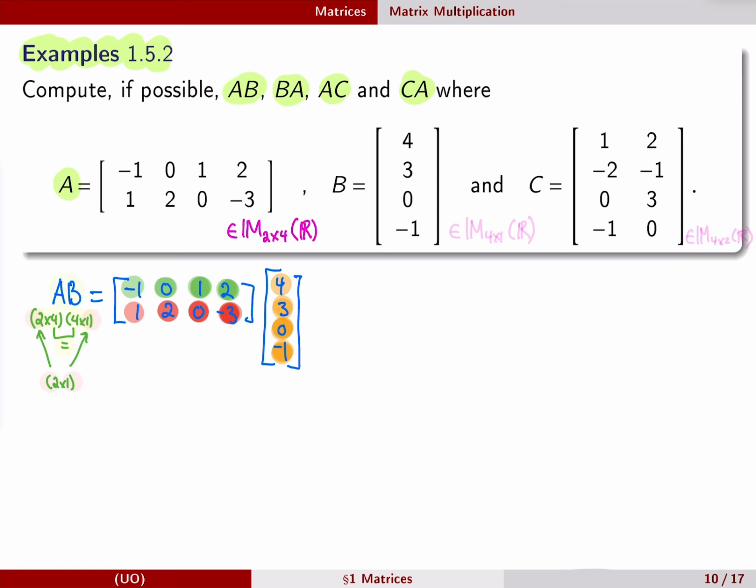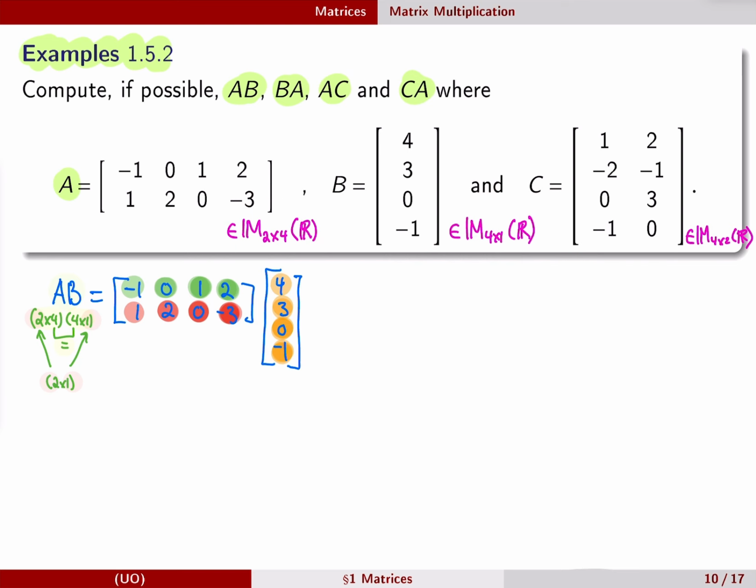For B, B is an example of a matrix that has 4 rows and one column. So it's a 4 by 1, also known as a column matrix. And then the last one, C, has 4 rows and 2 columns. So that's an example of a 4 by 2. So write your dimensions, because we're going to be using the dimensions to check if the product is, first and foremost, defined or not.